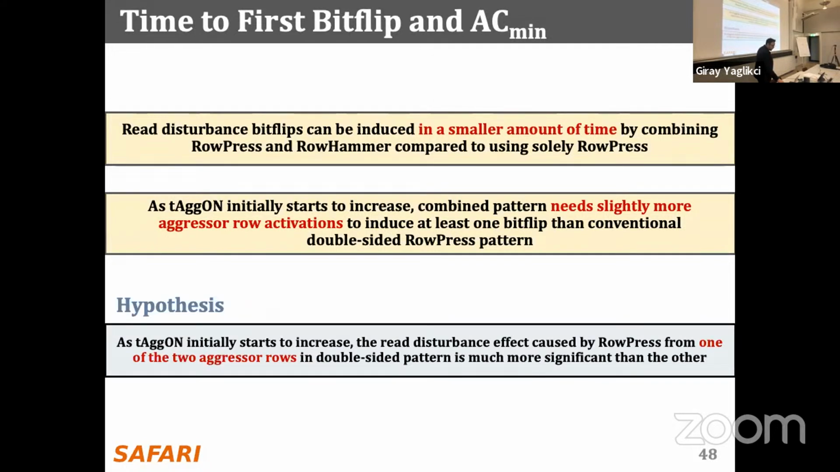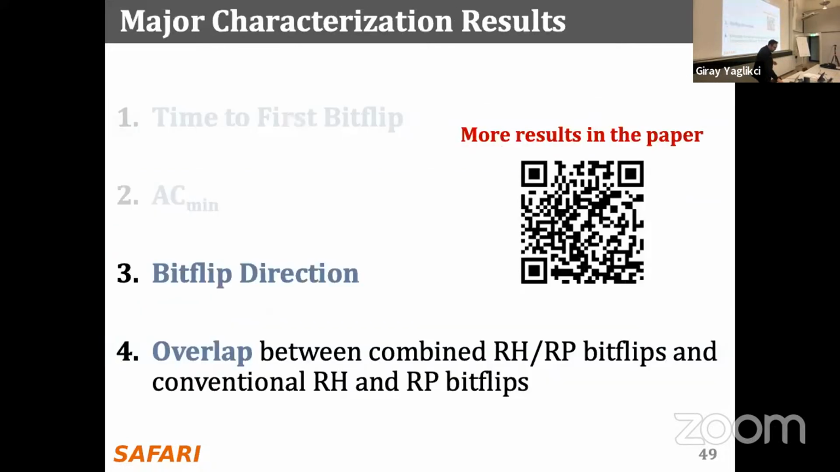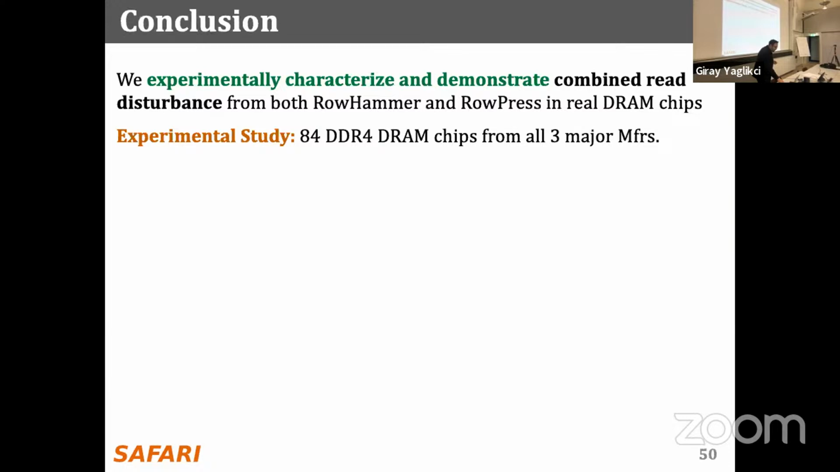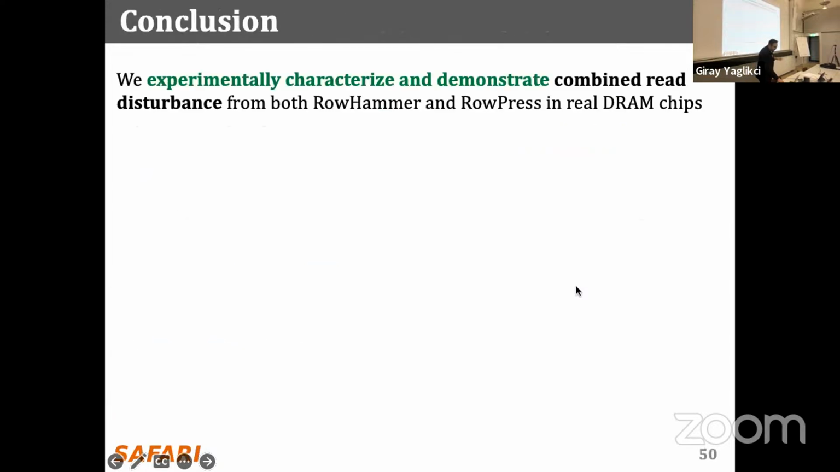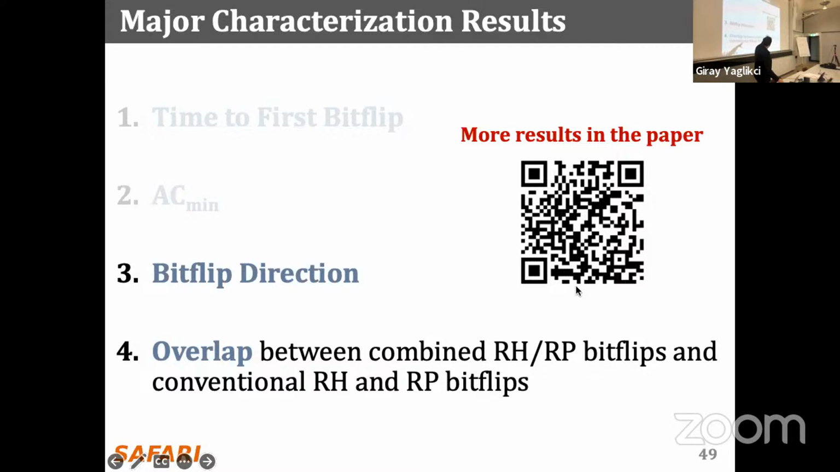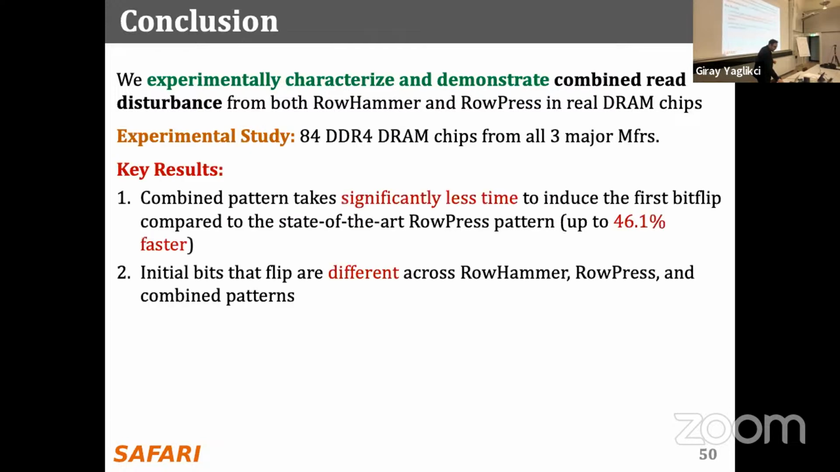I already talked about these, and the hypothesis is that when we do RowPress from one side, one of the aggressor rows has more effect on the victim row compared to the other one. There are more results in the paper, like bit flip direction and the overlap of bit flips, similar to the RowPress paper. You can see all of them in the full paper. You can access it from the QR code, and all the slides are already uploaded on the course web page.